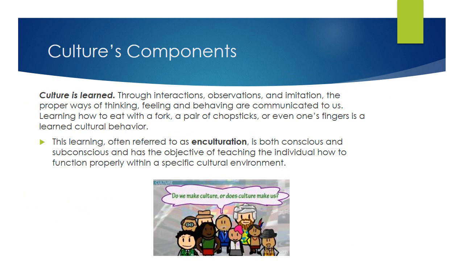Culture's components. Culture is learned through interactions, observations, and imitation. The proper ways of thinking, feeling, and behaving are communicated to us. Learning how to eat with a fork, a pair of chopsticks, or even one's fingers is a learned cultural behavior. There are some places in the Middle East where they put a giant bowl of food down and everybody eats from the same giant bowl with their fingers.